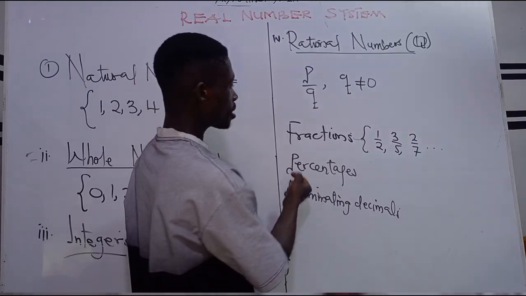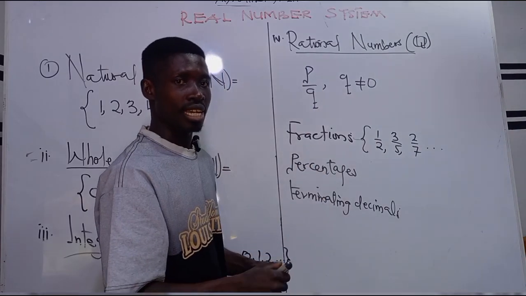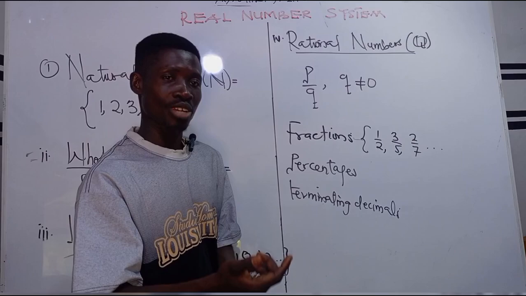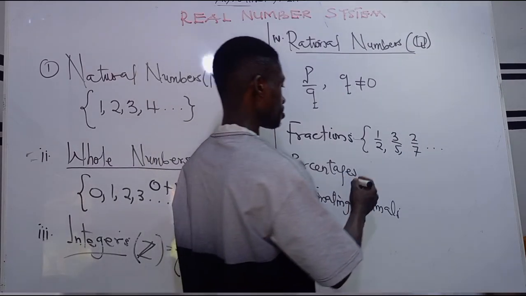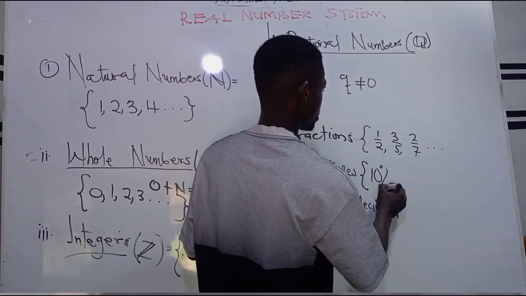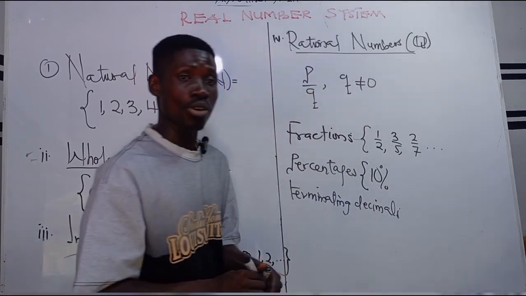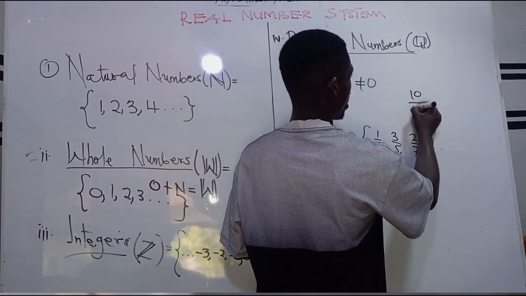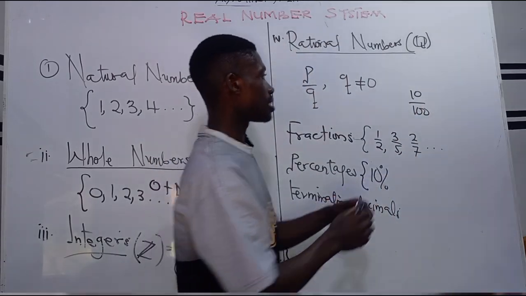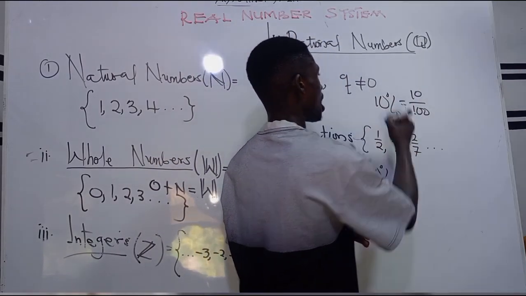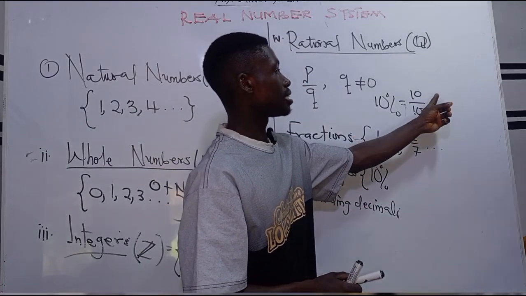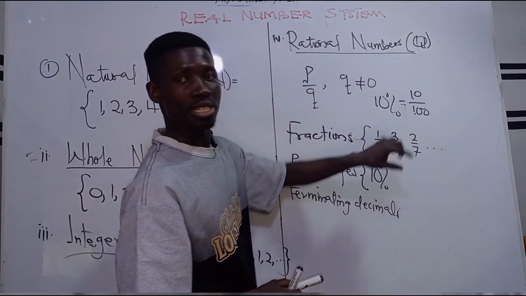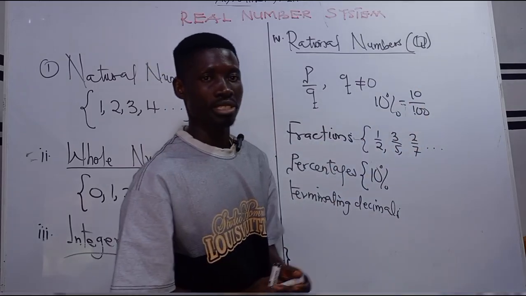Another type of rational numbers is percentages, and I believe we can give examples of a number written in a percentage form. We can talk of what? 10%. Good. So we have 10%. Now 10% means what? 10 out of 100, which is written as 10 over 100. So we can see that 10% has been expressed as a fraction of two numbers, 10 and then the 100. 10 represents P, 100 represents Q.